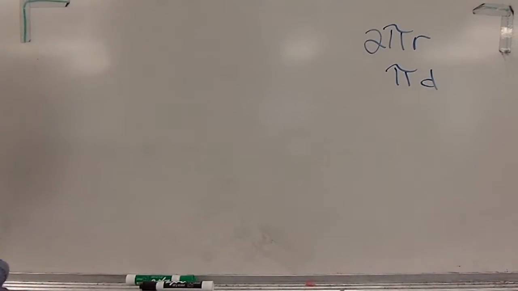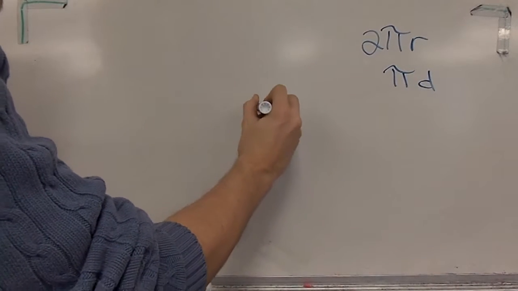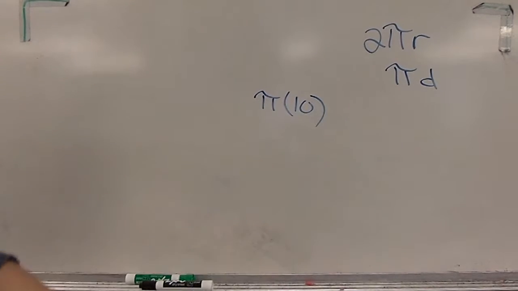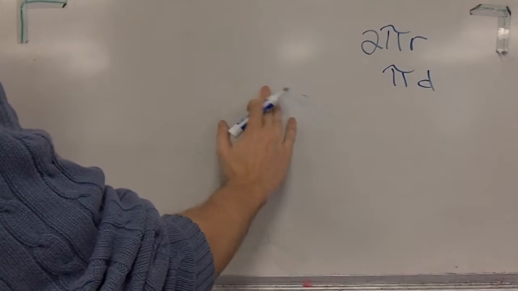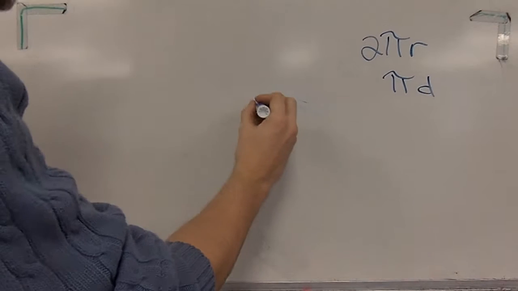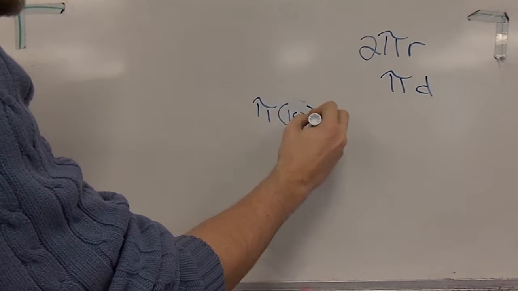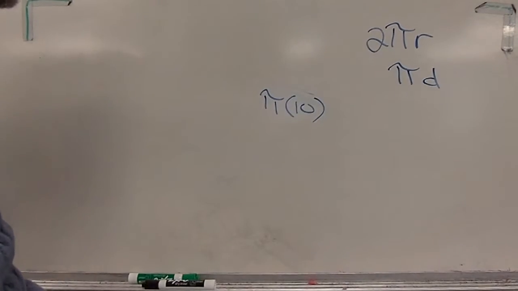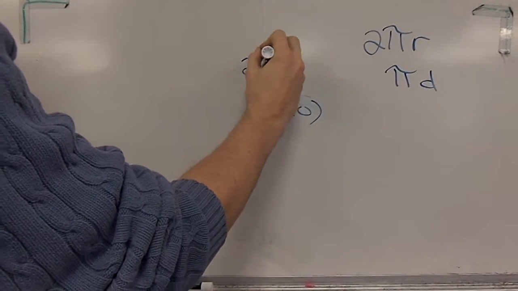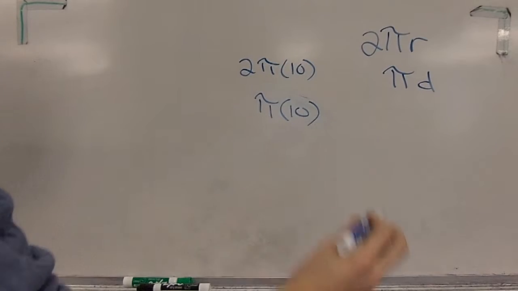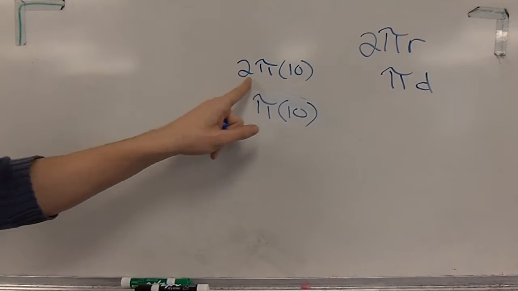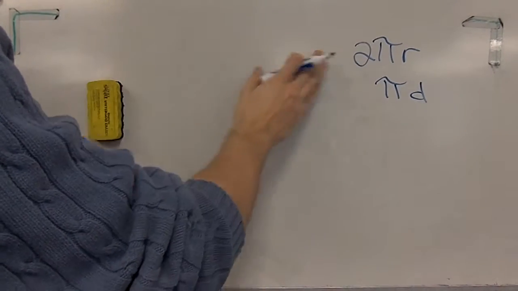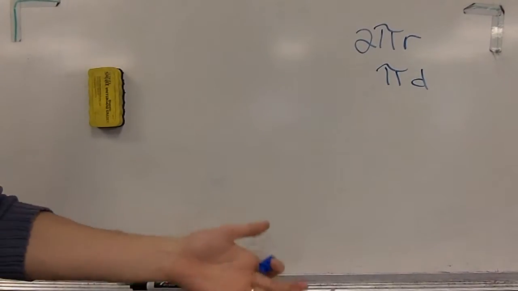Either one works. So if I knew the radius was 10, I would just plug in 10 and do pi times 10. If the diameter was 10, then I would plug in 10 and multiply pi by 10. If the radius was 10, then you would plug in the 10 for radius and plug it into this equation. So, depending on which version you feel more comfortable with, you're either going to need the radius or the diameter.